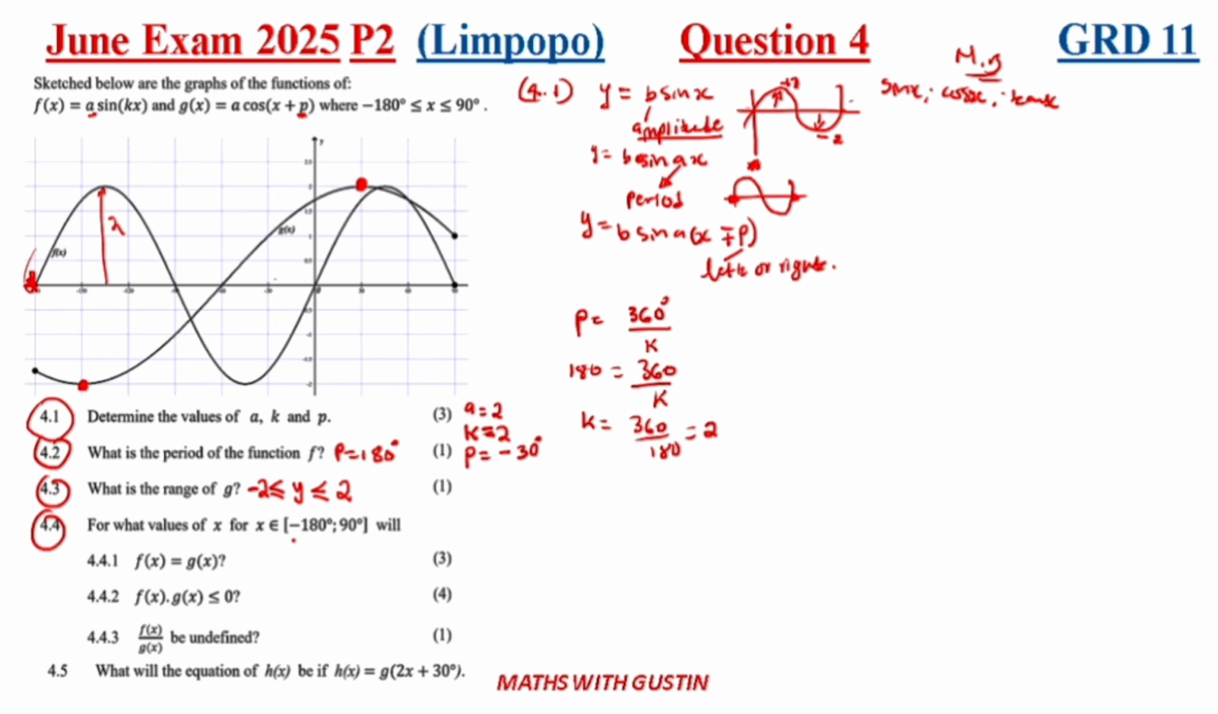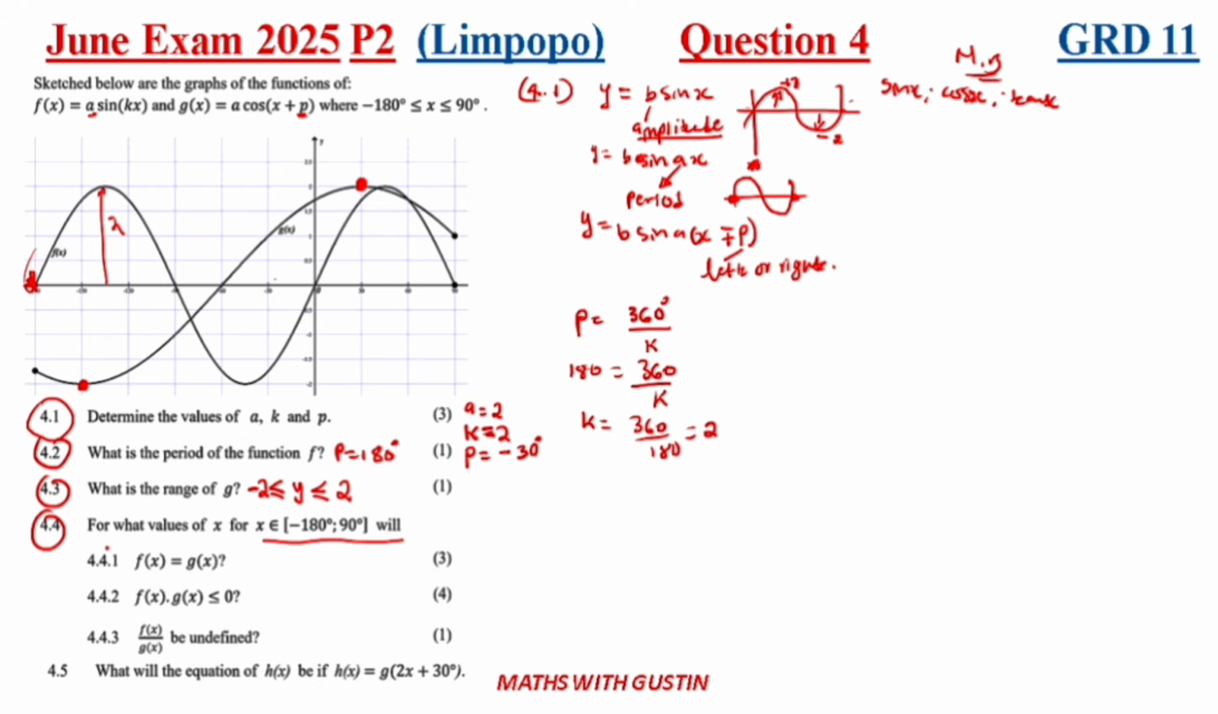4.4 says for which values of x. Now this is where most learners have a problem. So now I'm going to try to explain this, but guys, if you don't understand it, I've got videos. Please let me know in the comment section so that I can give you a link to the videos where it shows how to deal with problems of for which values of x is f of x equal to g of x, or for which values of x is f of x less than 0. I've got a video that solely explains this, but I will explain as we move along here.